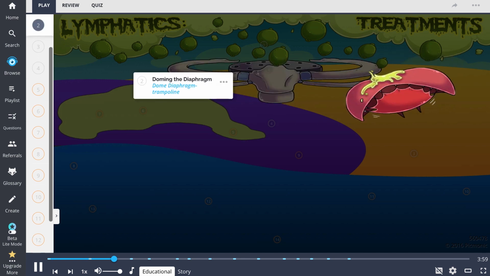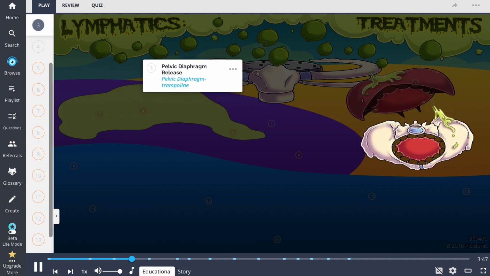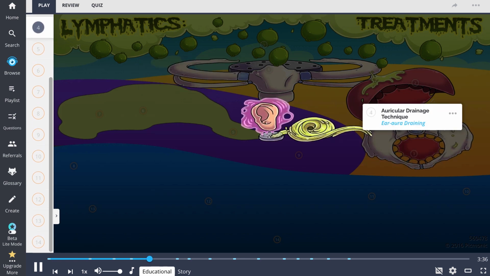The next step is to dome the diaphragm, seen as the dome diaphragm trampoline. The clinician facilitates expiration and resists inspiration to assist lymphatic drainage. The diaphragm dome trampoline bounces limes to the pelvic diaphragm trampoline. This illustrates that the next step is to release the pelvic diaphragm in order to release lymphatic return to the thoracic duct. Clinicians can also treat the lymphatic drainage in the head, eyes, ears, nose, and throat.